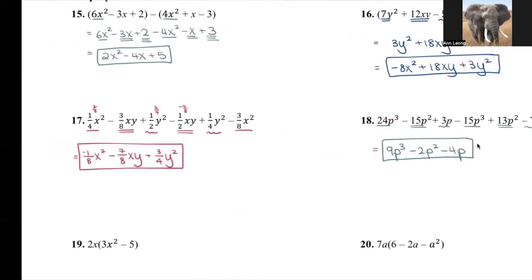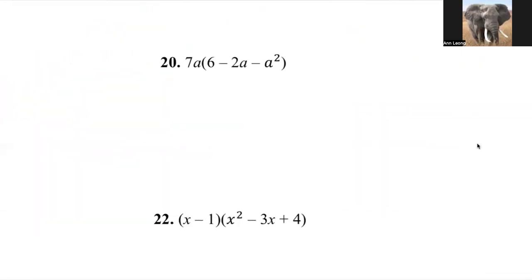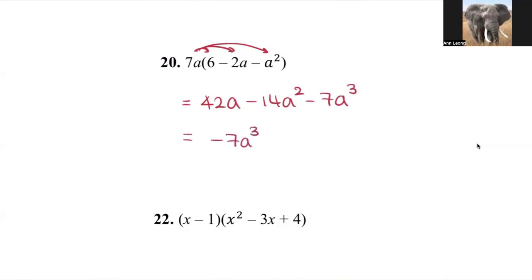Okay, number 19. Let's go ahead and multiply. Here, we'll distribute. That gets me 6x cubed minus 10x. Done. Number 20. Distribute. That will get you 42a minus 14a squared, minus 7a cubed. And let's just reorder that from highest degree to lowest degree.